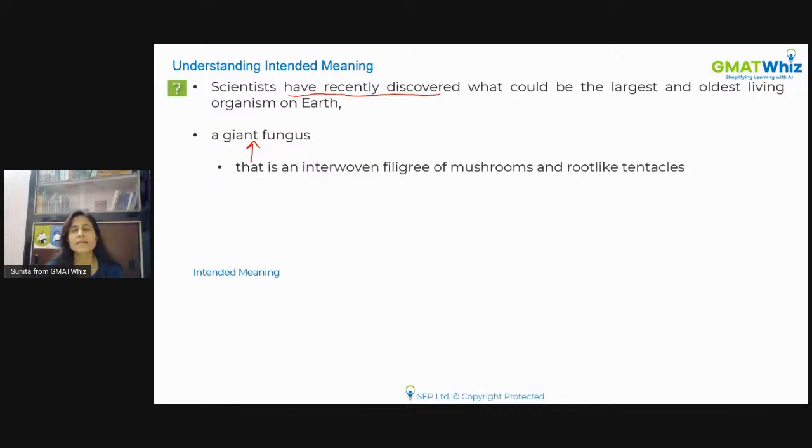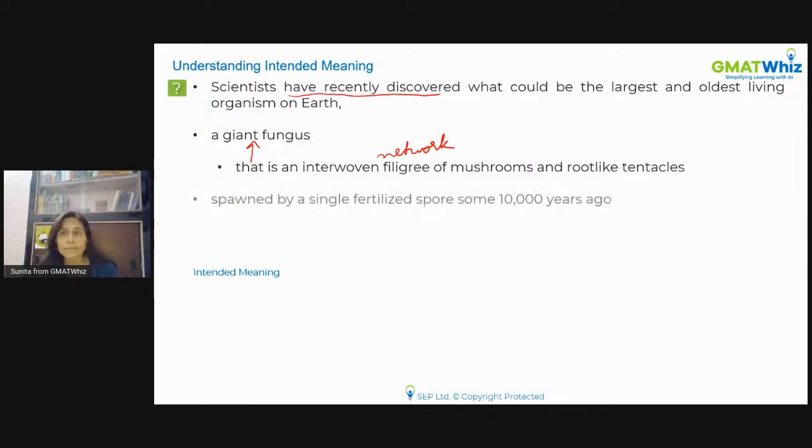This giant fungus is an interwoven filigree, filigree as in a network of mushrooms and root-like tentacles. So I can literally imagine there's a giant fungus and there's a network spreading, full of mushrooms and tentacles. Spawned by. Now, spawned here, is it a verbal or a verb? Let me ask the question: who spawned, or what spawned? Again, you might be asking, what is this question? This is one of the tips that we use to teach you how to identify an ED verbal from a verb. But that's not the point of the discussion.